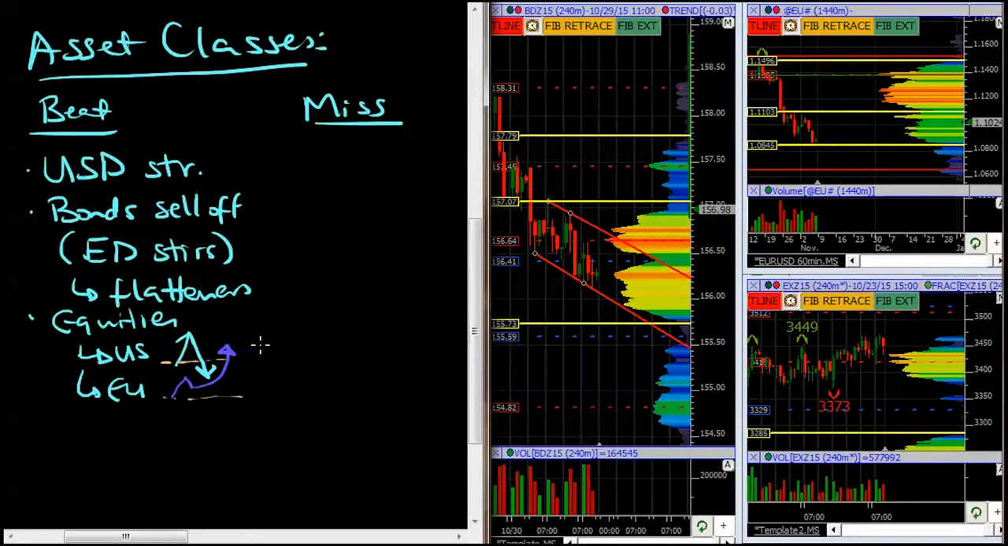Obviously, if the market doesn't react that way, I'm not really looking to trade it. In any case, I really wouldn't be looking to trade the equities anyway because it's usually quite a gray area. So in that respect, that's something to keep an eye on.